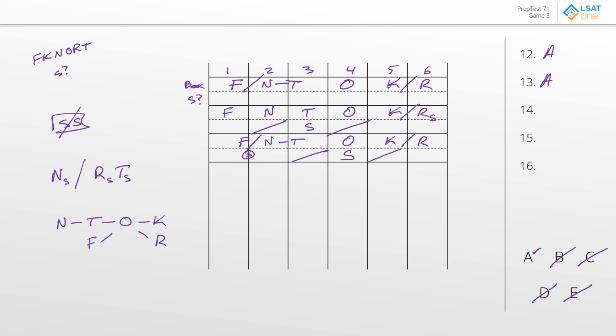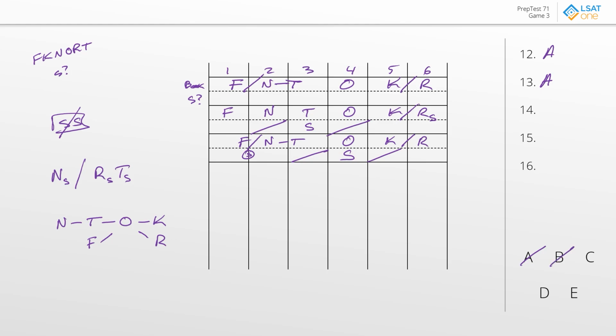So the question here asks, which of the following cannot be true? Answer choice A, F goes first. And I think that should be fine, right? If F goes into number 1, we could have NT. As long as N is summarized, we're good. So answer choice A could happen. Answer choice B, K goes 6. And yeah, K and R seem like they could flip back and forth.